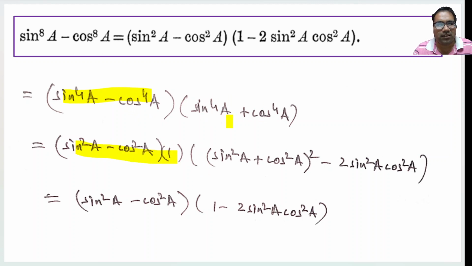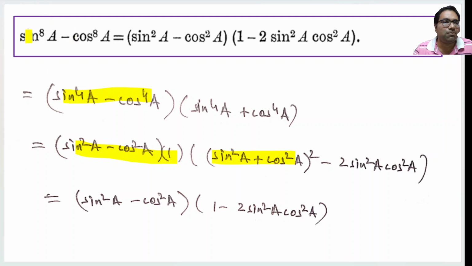Now this part is in the form of a square plus b square. A square plus b square we can write as (a plus b) whole square minus 2ab. A is again sin^2 a, b is again cos^2 a. So we can write this as (sin^2 a plus cos^2 a) whole square minus 2 sin^2 a cos^2 a. Sin^2 a plus cos^2 a is anyway 1, the Pythagoras identity. So this is 1 minus 2 sin^2 a cos^2 a, which is what we wanted. And the left part is anyway sin^2 a minus cos^2 a. So this is what we wanted to prove, and here it is.